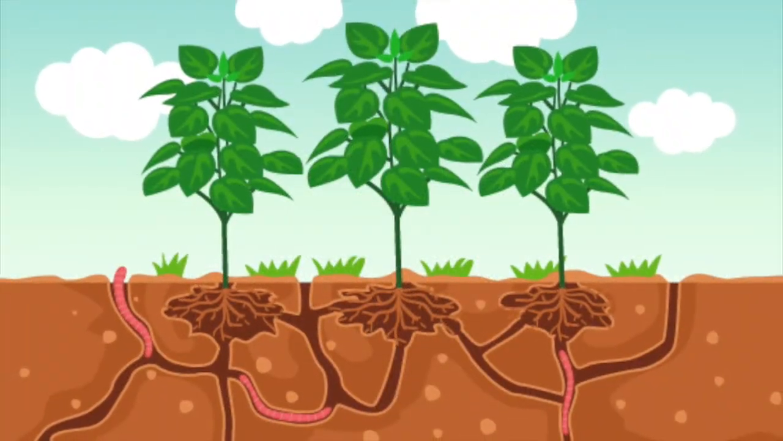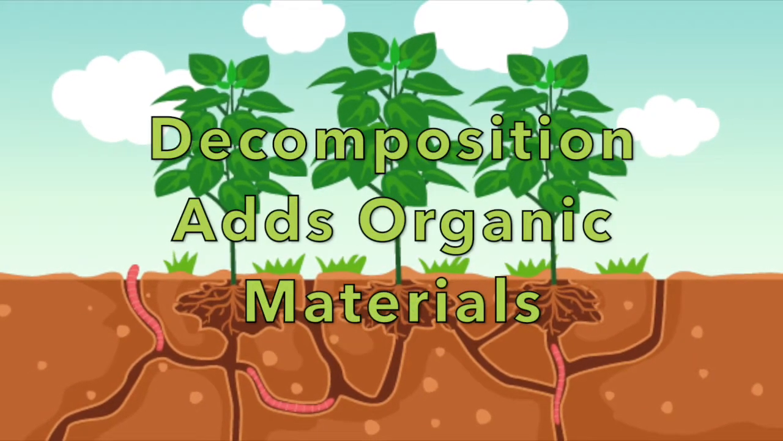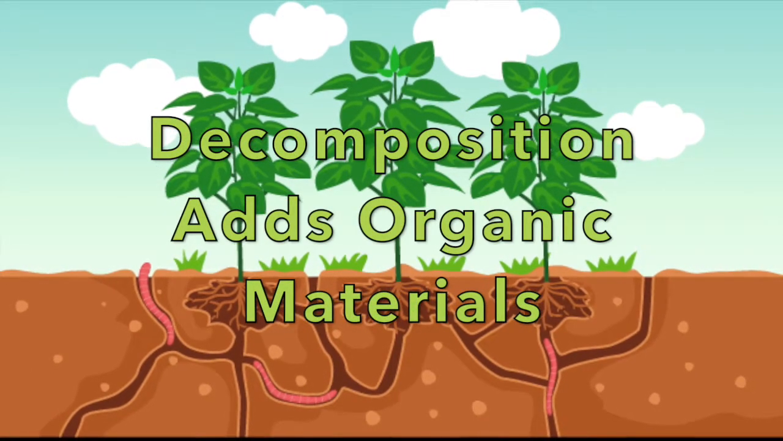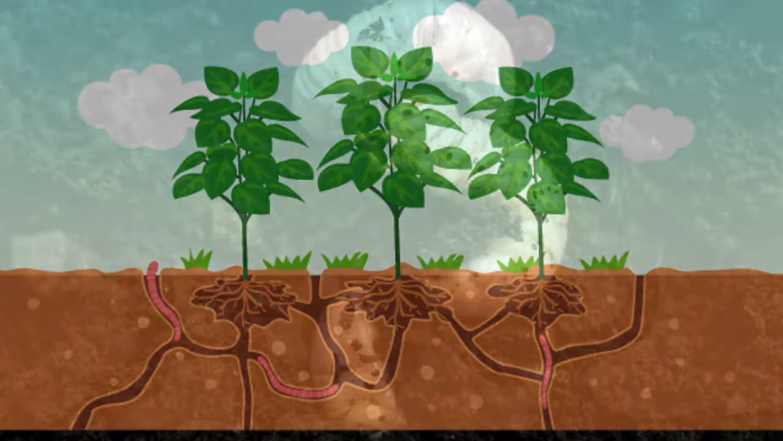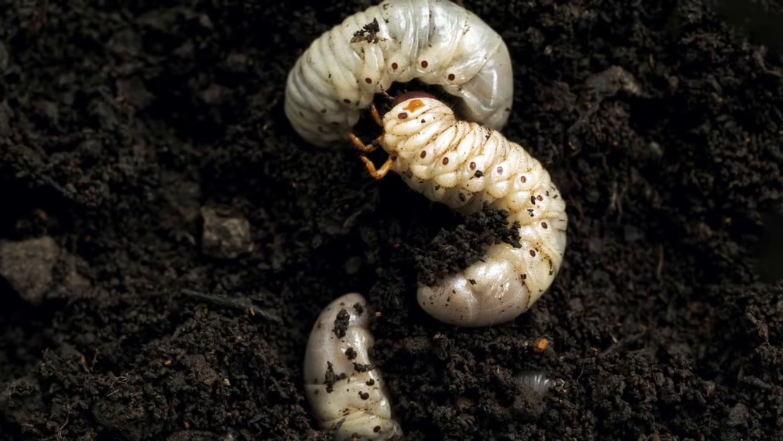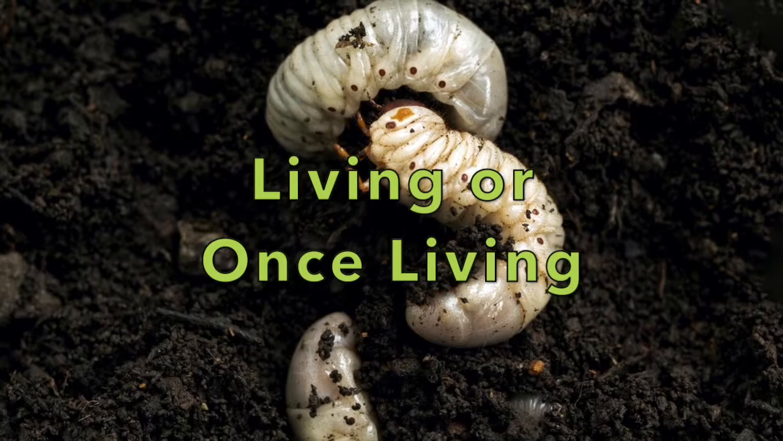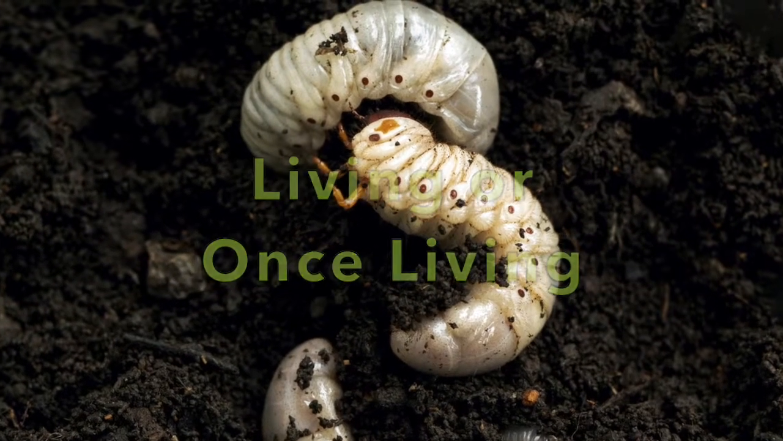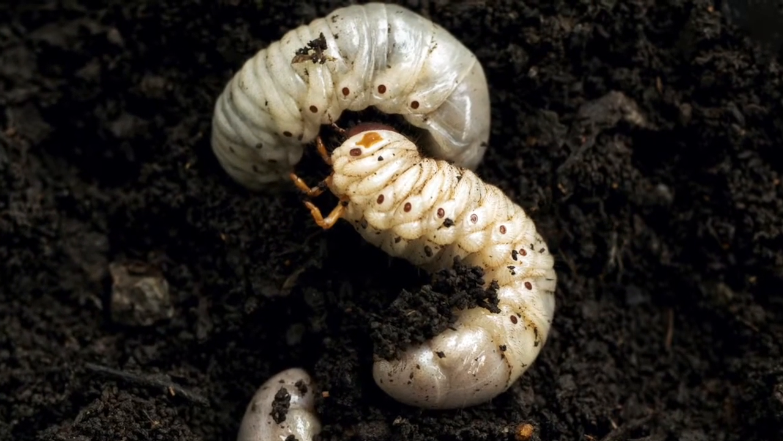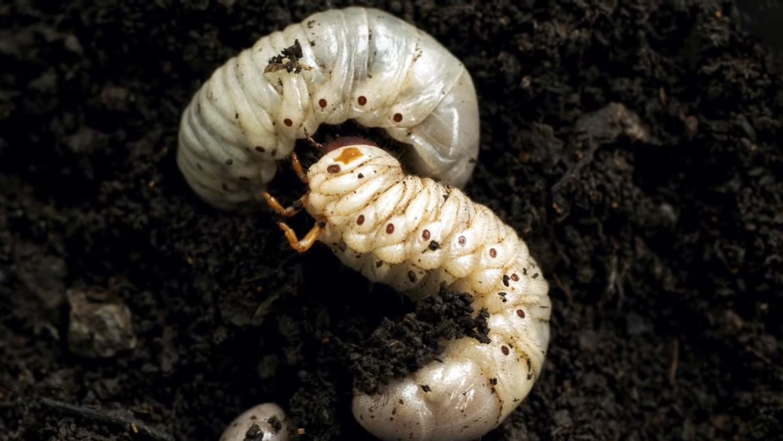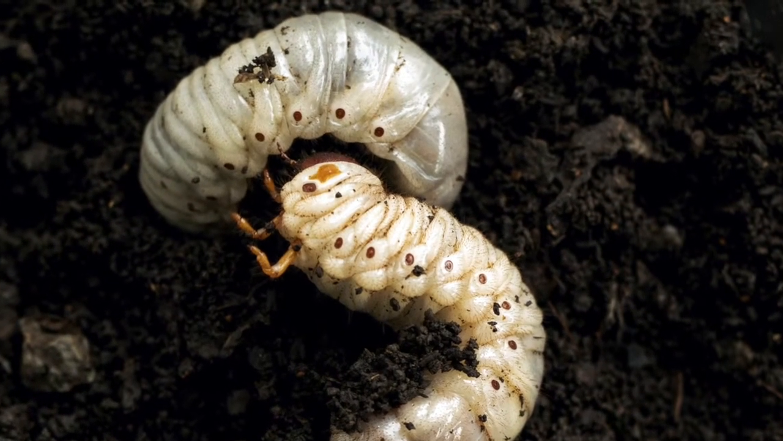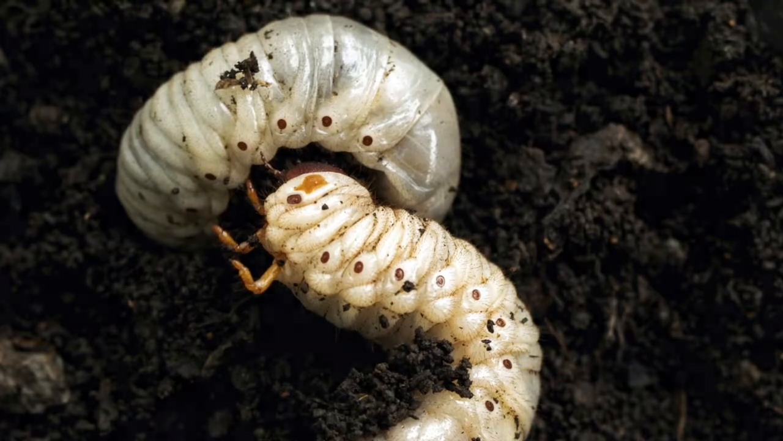Organic material in the soil includes plant parts, animals, and microbes in various stages of decomposition. Organic soil material comes from living or once living organisms, such as bacteria, animal carcasses, waste products, or other substances released from living organisms, such as insects.